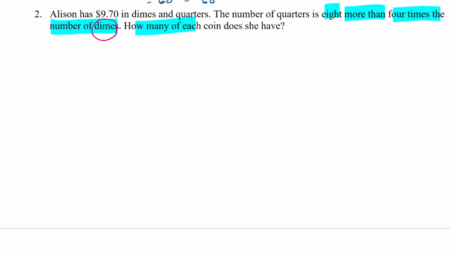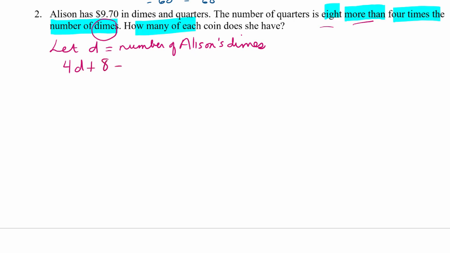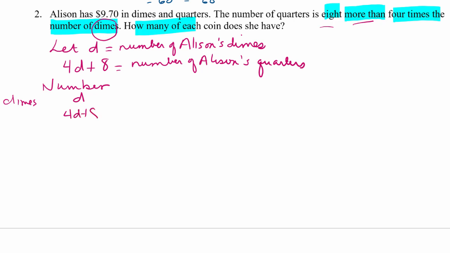So, let's let D, I'm going to get fancy. We're going to use D for the variable, equal to the number of Allison's dimes. And so then for the quarters, we have 8 more than 4 times the number of dimes. 4D, right? 4 times the number of dimes, but we have 8 more than that, so plus 8. This is the number of Allison's quarters. Okay, so these are the numbers, right? Again, let's remind ourselves: D for the dimes and 4D plus 8 for the quarters.